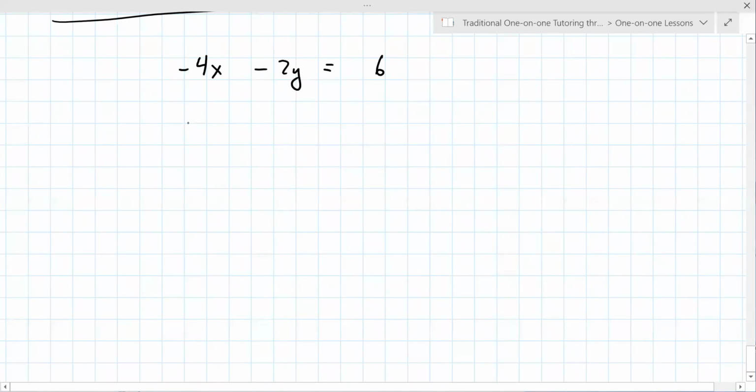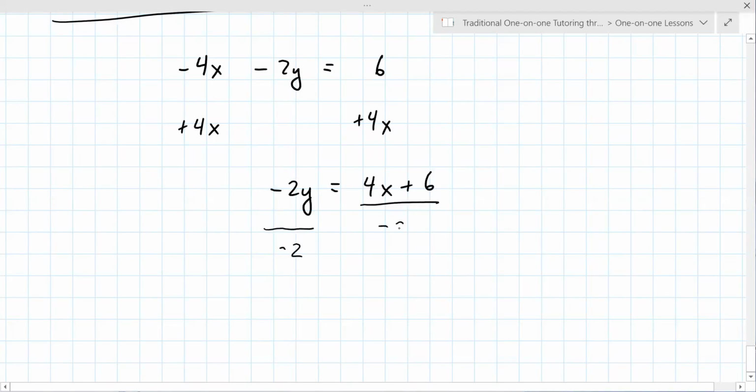You undo -4x by adding 4x. So that's -2y equals 4x plus 6. Okay, and then see how there's a -2 in front of y? You divide both sides by -2. And what that means is you're dividing each of these by -2.